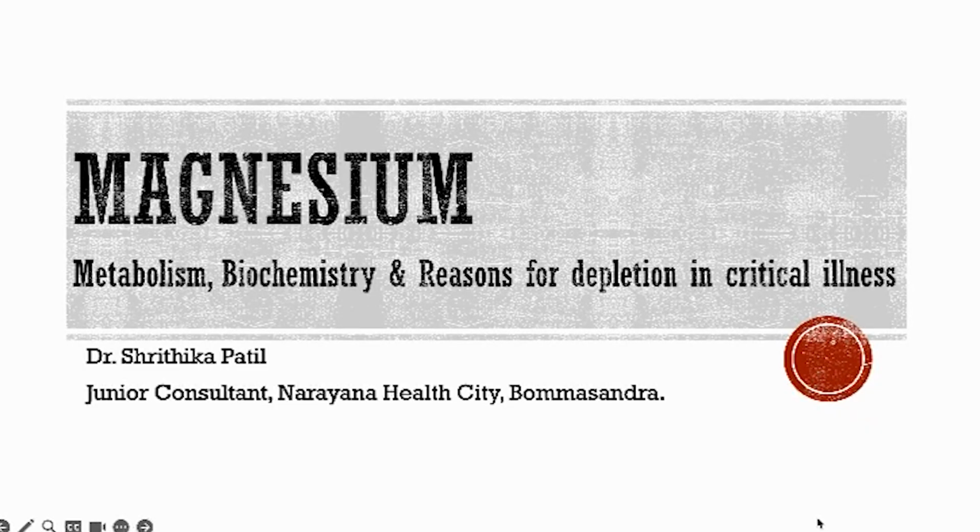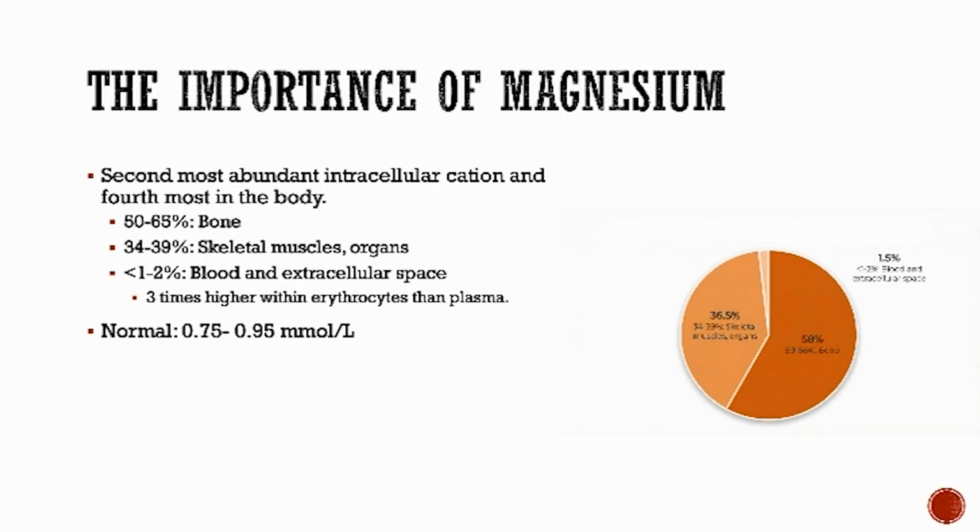Everyone. We'll be talking about magnesium, its metabolism, biochemistry, and the reason for depletion in critical illness. Magnesium is the fourth most abundant element in the human body after calcium, potassium, and sodium. It is also the second most abundant cation within the body's cells after potassium. More than 99% of the total body magnesium is located in the intracellular space.